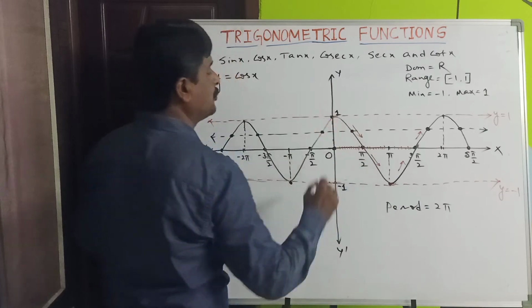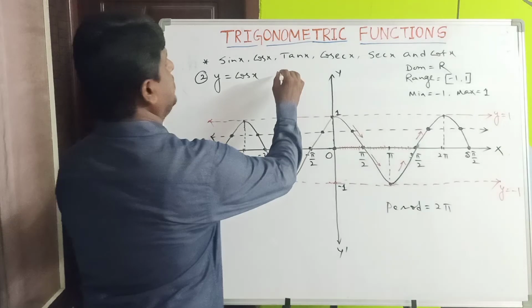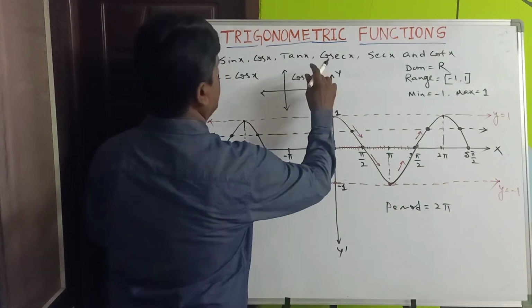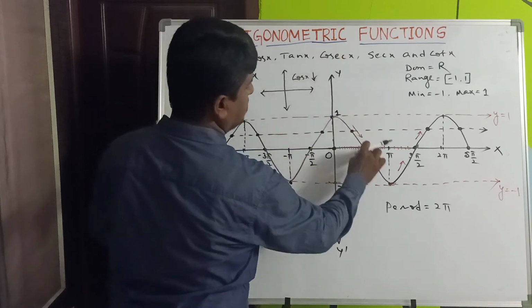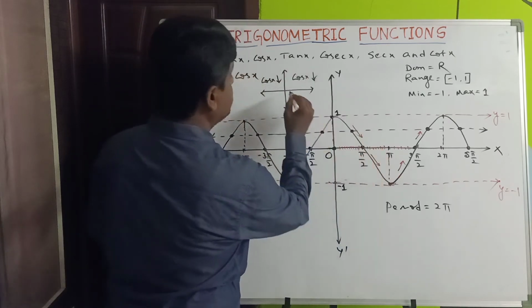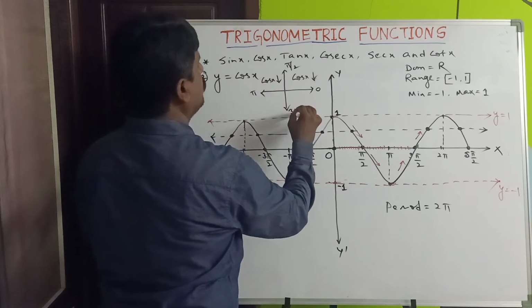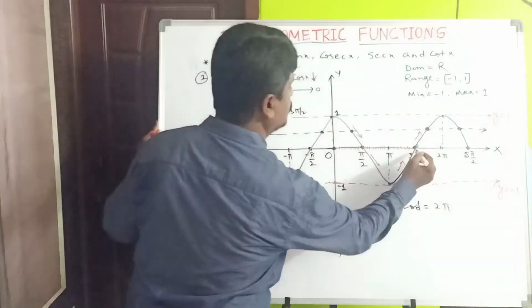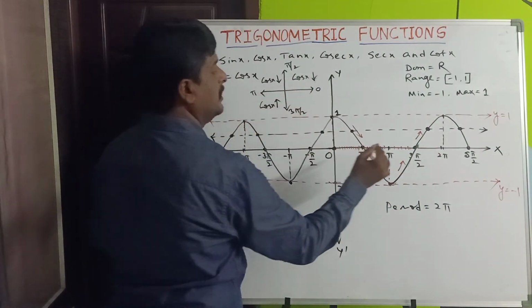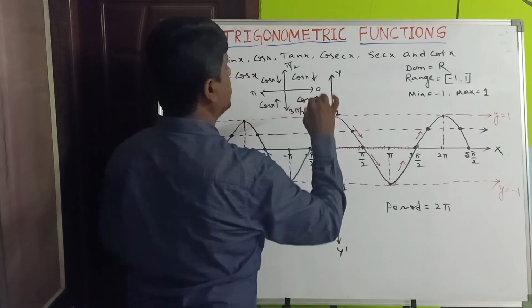So 0 to pi by 2 is the first quadrant. In the first quadrant, cos x is decreasing. In the second quadrant, cos x is decreasing. Second quadrant means pi by 2 to pi. Again, third quadrant means pi to 3 pi by 2. What will be the nature? It is increasing. 3 pi by 2 to 2 pi, the fourth quadrant, cos x is increasing.